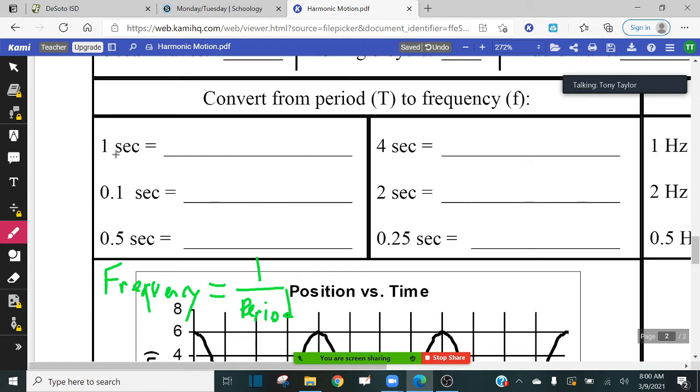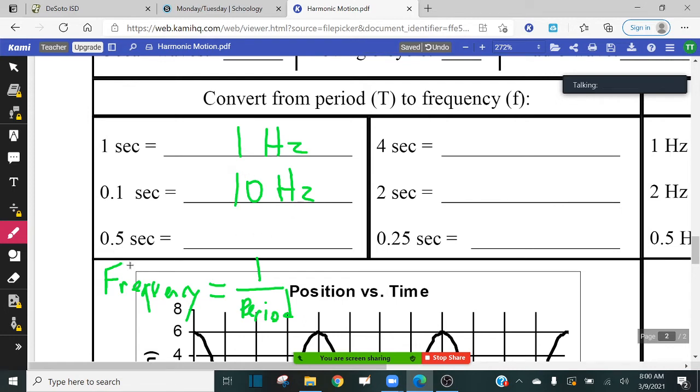So here, guys, if our period is 1 second, 1 divided by 1 gives us 1 hertz. So our frequency here is 1 hertz. Okay, let's keep going. Here our period is 0.1 second. So in order to find your frequency, you would just do 1 divided by 0.1. If you put that in your calculator, you will find that it's equal to 10 hertz. Remember, the standard unit for frequency is hertz.